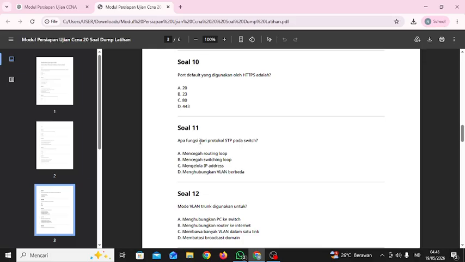What is the purpose of the STP protocol on the switch? Okay. A. Prevent routing loops. B. Prevent switching loops. C. Manage IP address. And D. Connect different VLAN. Okay, what is the correct answer? That is prevent switching loops. Okay, B.